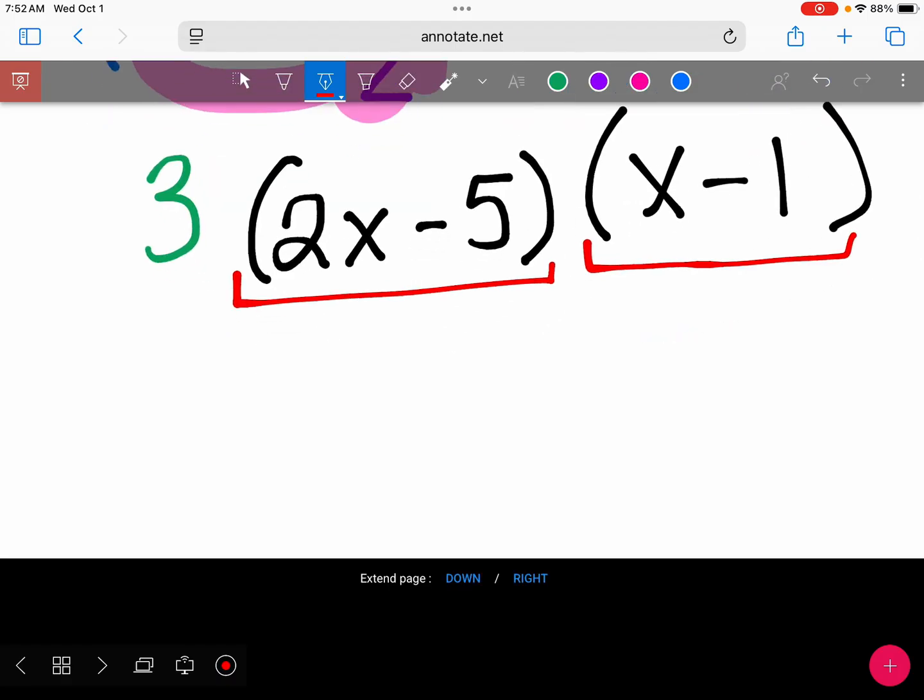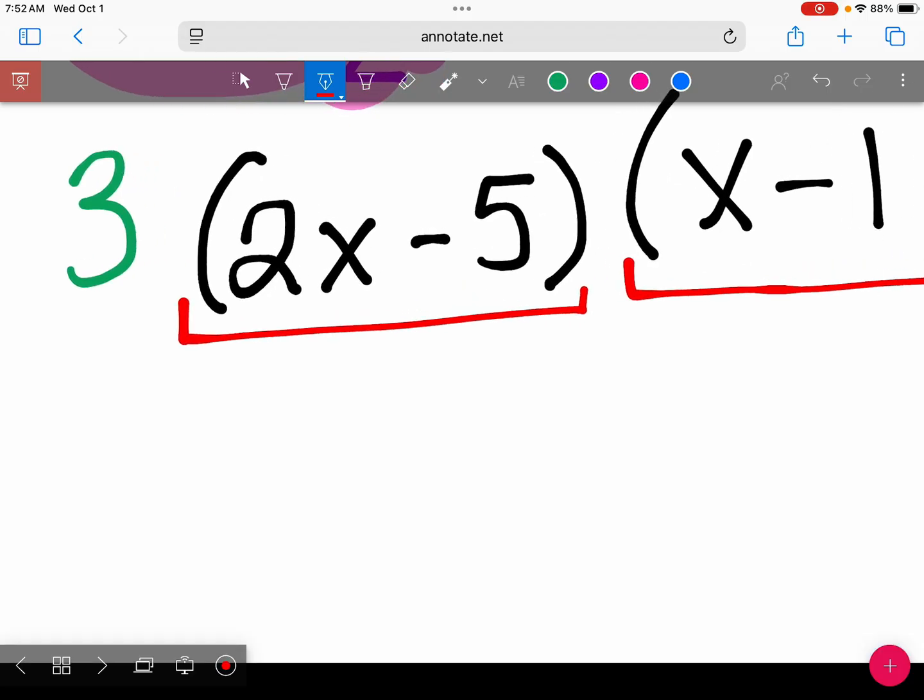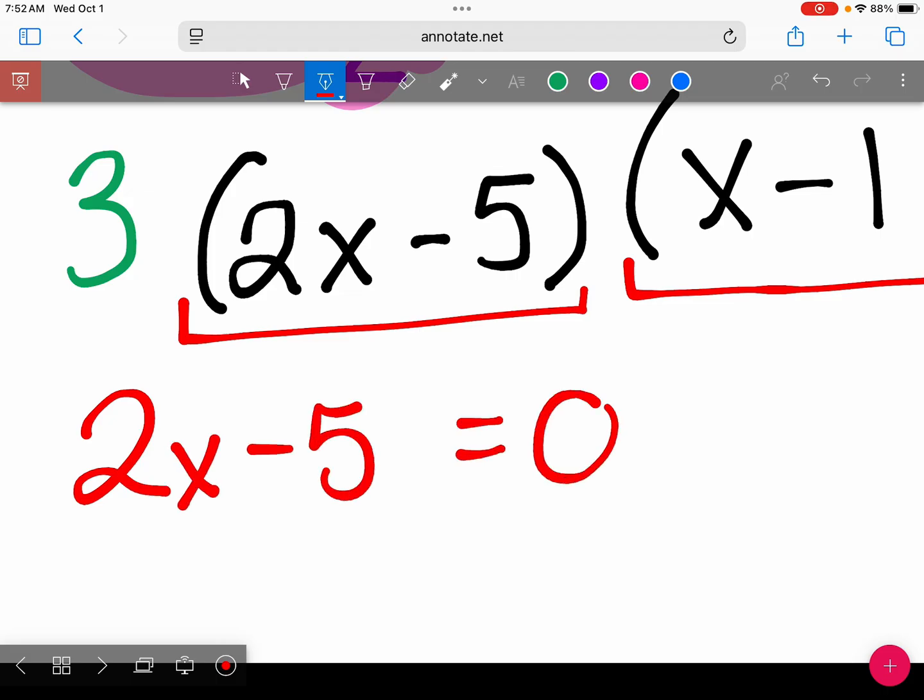Anything that has an x in it. So if our GCF had an x in it, that would also count and get us equal 0. So if it has an x in it, it gets set equal to 0 to find a root. So we're going to have our 2x minus 5 set equal to 0.